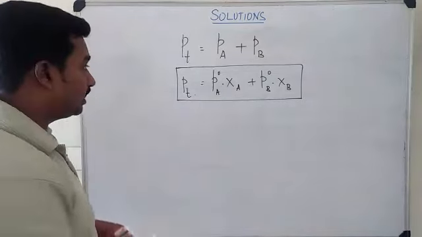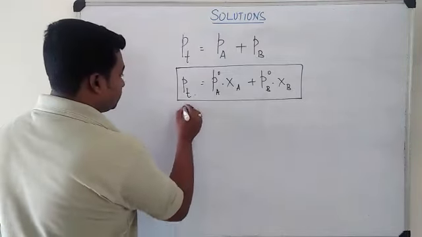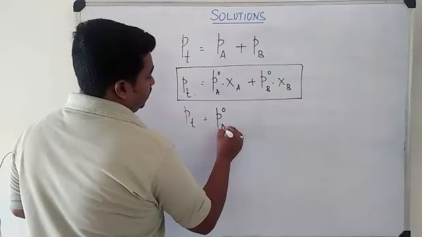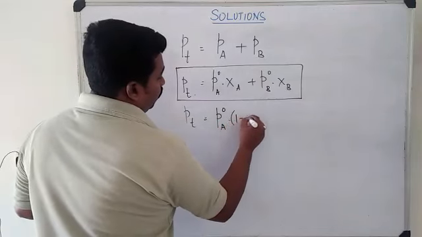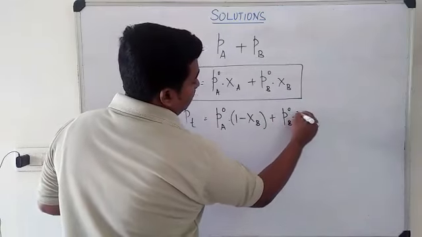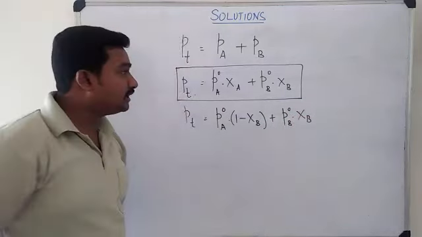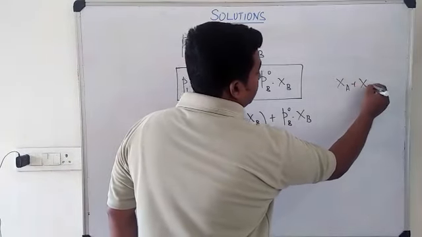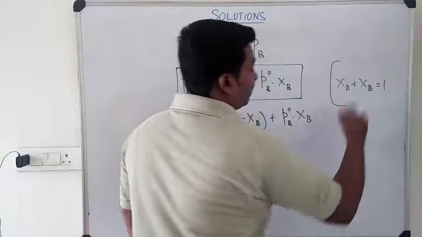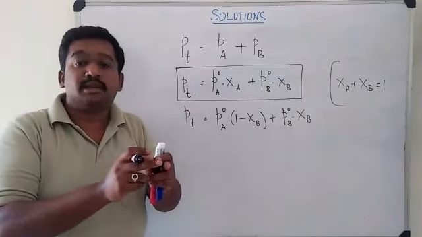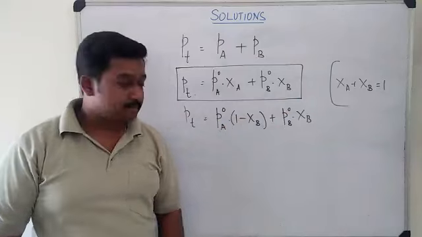Now let me continue a little bit for our calculation purposes. P total can be written as P naught A into (1 minus X B) plus P naught B into X B. I don't think anything is wrong here, because X A plus X B is equal to 1. This we have understood earlier: the sum of the mole fractions of the components in a mixture is always equal to 1.